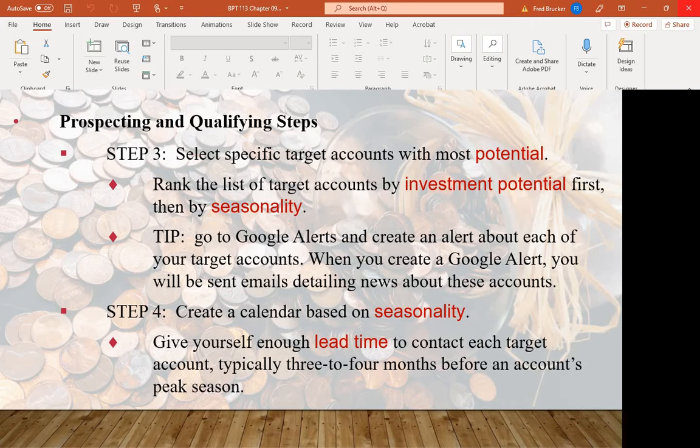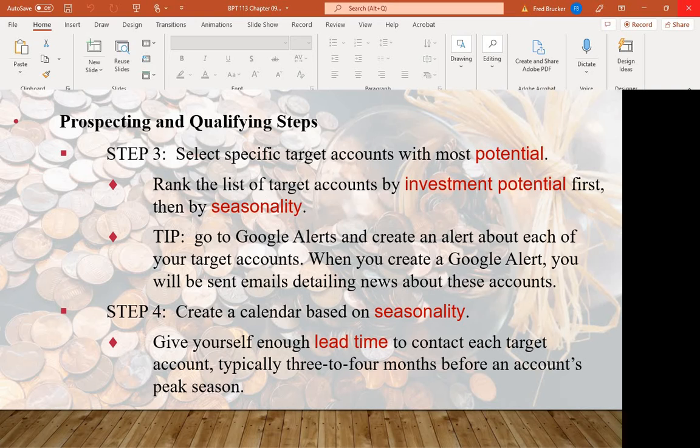Then fourthly, create a calendar based on that seasonality. Give yourself enough lead time to contact each target account. Again, you want to try to do this 3 to 4 months before an account's peak season. So as we head into spring, you're trying to reach out to wedding planners and wedding venues, maybe vacation destinations, travel agents, families going on summer vacation.